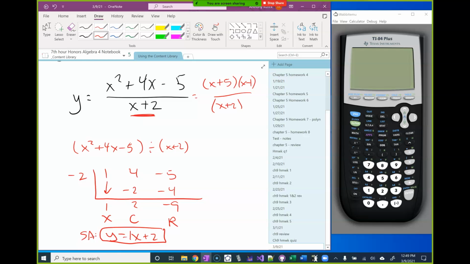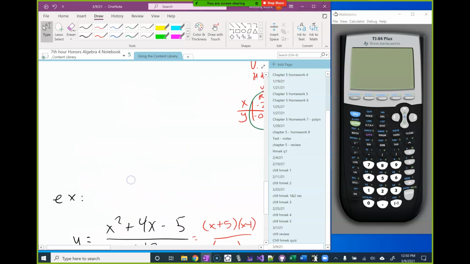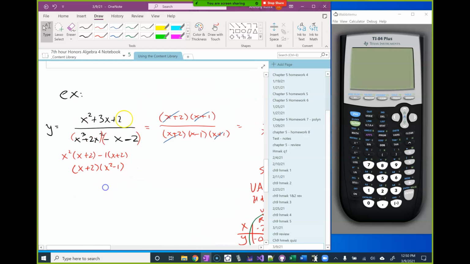So the divisor has to have degree 1 and leading coefficient 1. I saw we had to do this earlier in the homework on this one, and we couldn't do the synthetic division because the leading coefficient wasn't 1. So that was the hang up there.